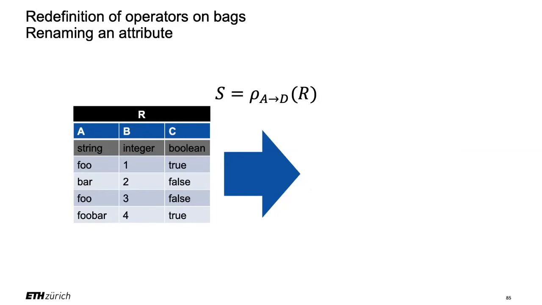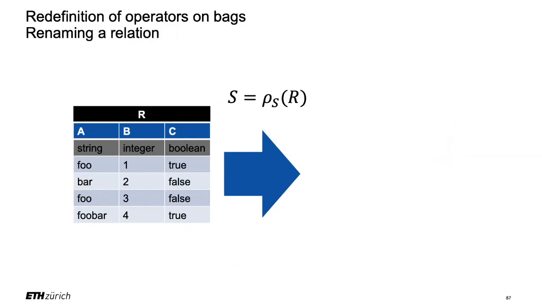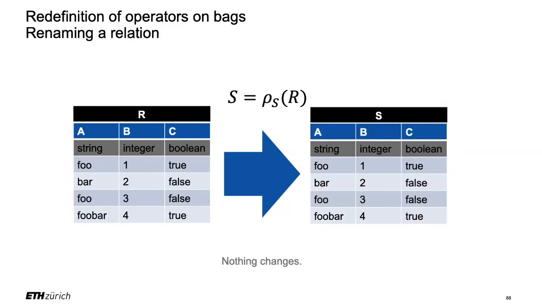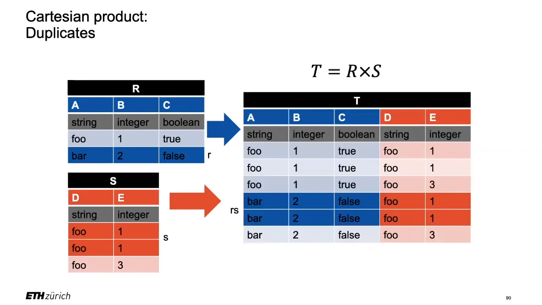Okay. Now, what about renaming columns? Also very boring, nothing changes. If you rename columns for bags of maps, it's the same as for sets of maps, right? Just change the names of the attributes. Renaming a relation is also boring, nothing changes. What about the Cartesian products? For the Cartesian product, all you need to do is when there are duplicates, for example, a record that is once on the left and another record that is twice on the right, then you multiply.